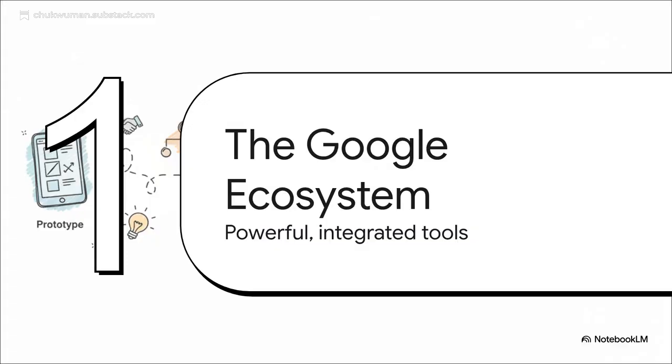So let's talk about path number 1, the Google ecosystem. This is probably for you if you're already in Google's world, or if you know right from the start that your app is going to need some serious back-end muscle, like a powerful database. In that case, Firebase and Google Cloud are going to be your best friends.